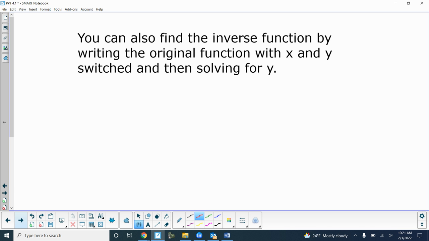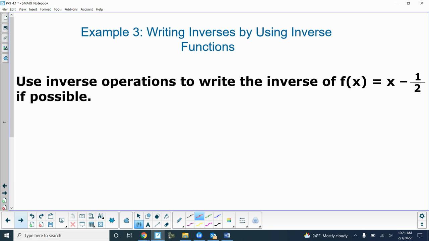All right? So here's one. So we're thinking of this as y equals x minus 1/2. So to find the inverse, we're going to go x equals y minus 1/2. And then solve for y. What am I going to do to solve for y, Fred?